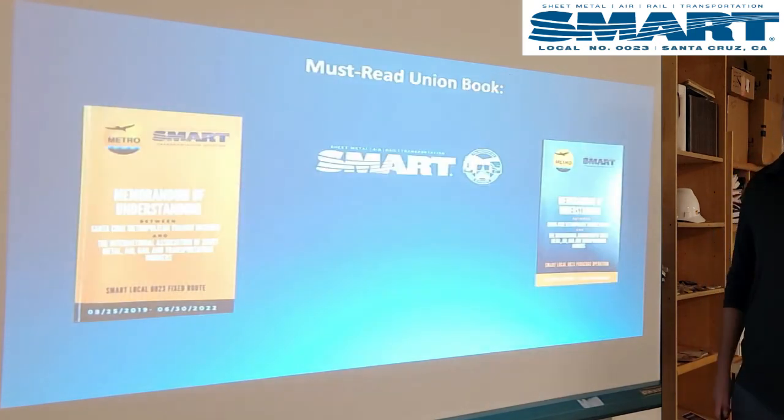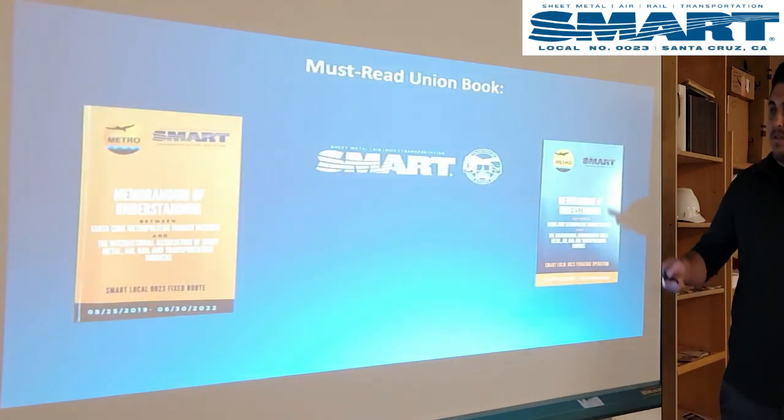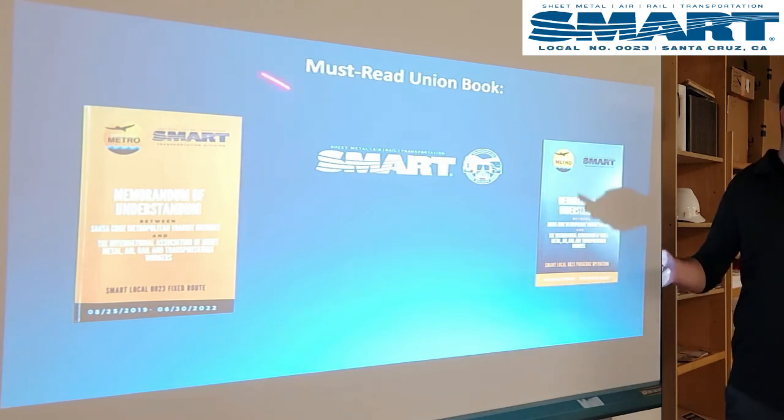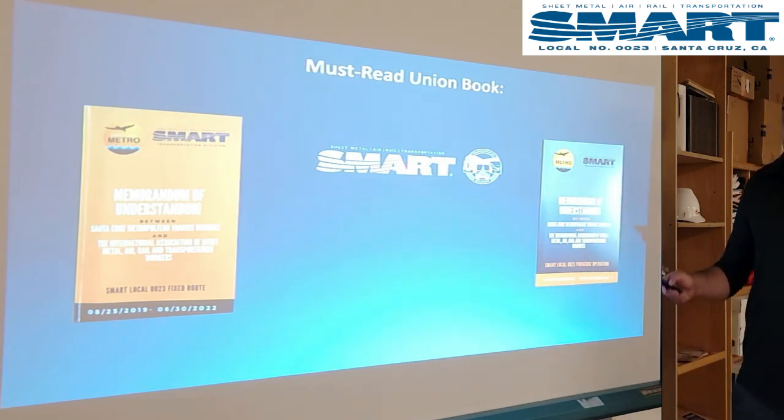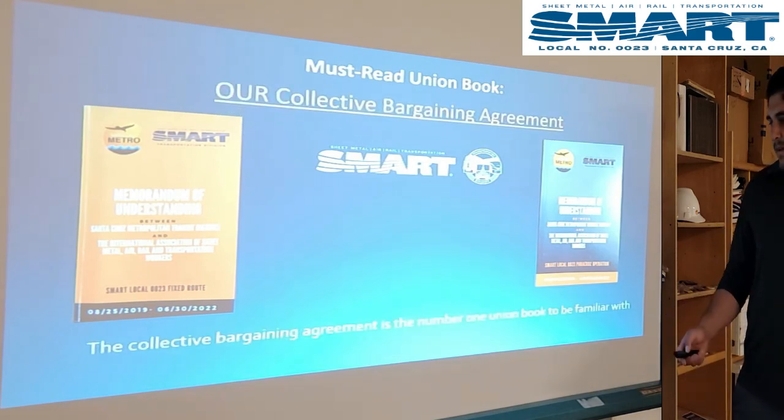But there's one book that we want you to read, which is your contract. This is the best union book that you could read. The orange one right here is the fixed route contract. The blue one is the Paracurs contract. The collective bargaining agreement, known as our contract, is the number one union book to be familiar with.